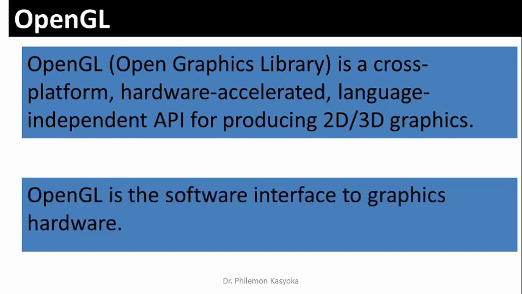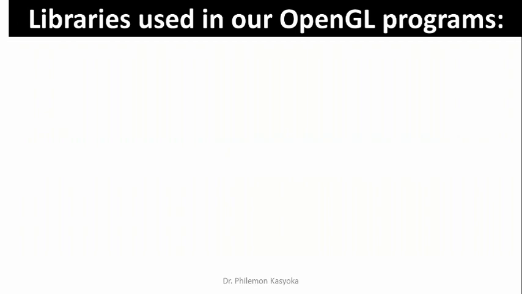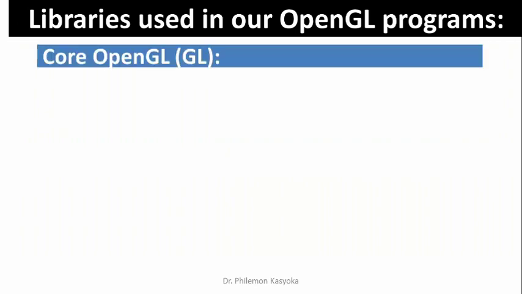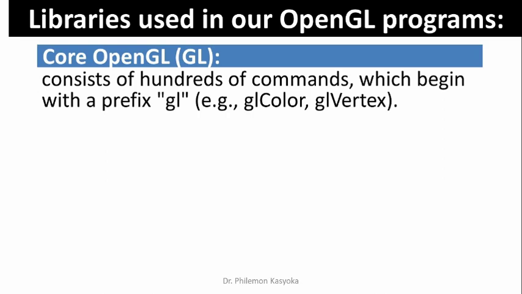Now, when you're working with OpenGL, you must understand that it's basically there to interface to the graphics hardware of your computer system, to somehow give your computer system more power to be able to handle those kinds of graphical outputs. And it's composed of 3 libraries. The first one is the core OpenGL, which consists of hundreds of commands which begin with the prefix GL. So every function that you come across that begins with GL, understand that it falls under OpenGL.